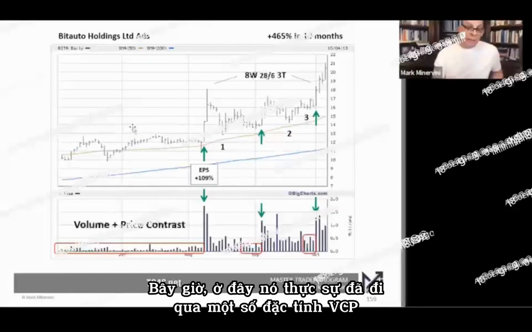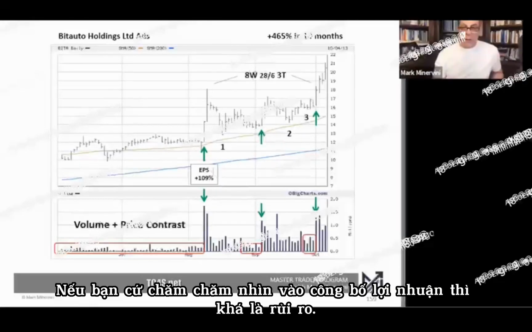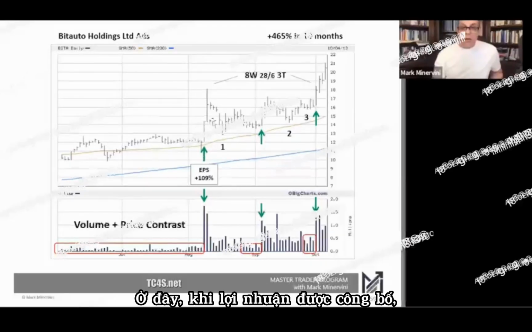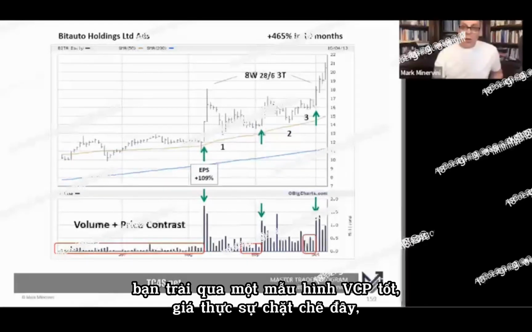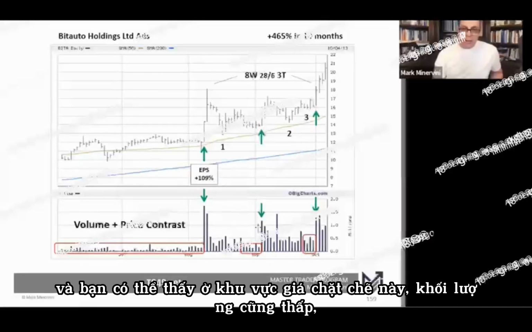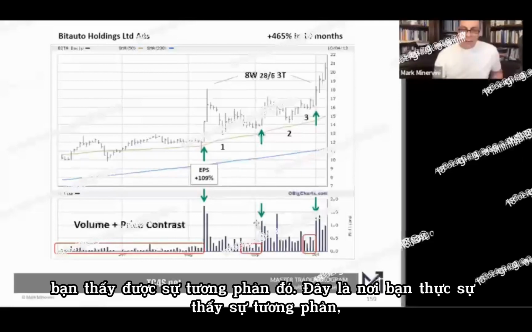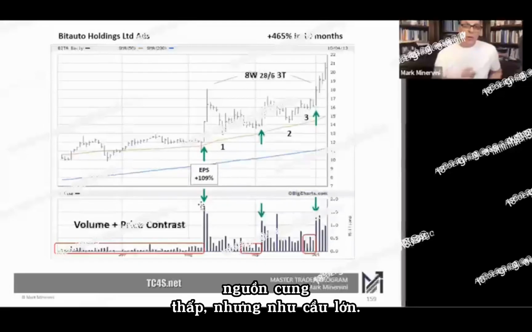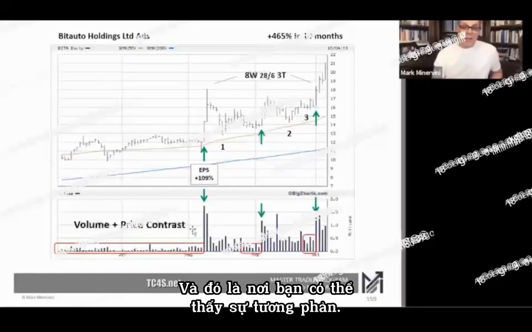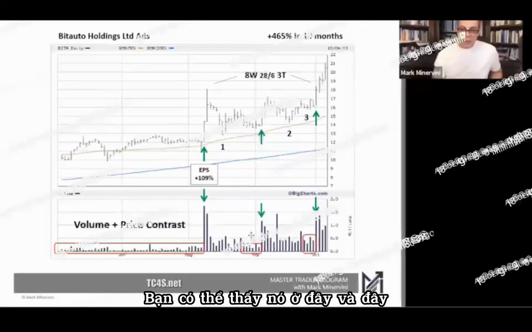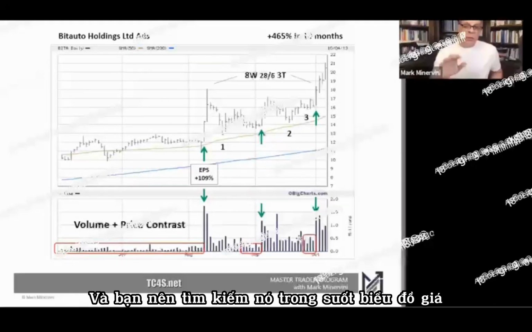This is something that would get my attention, but I wouldn't buy the stock here yet because it hasn't gone through the VCP. Now over here, it actually did go through some VCP characteristics where you got really tight. You were heading right into earnings, so that was kind of risky. So here now, once the earnings are reported, you go through a nice VCP. You get real tight over here, and you can see even over here where it's tight, the volume's low, and then you get that contrast. This is where you really see the contrast, where you have low supply but big demand. You can see it here, and you can see it here. And you should be looking for it all along the way within the chart.